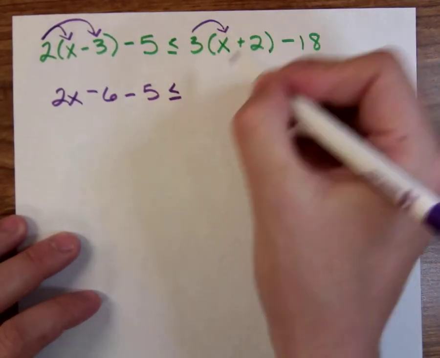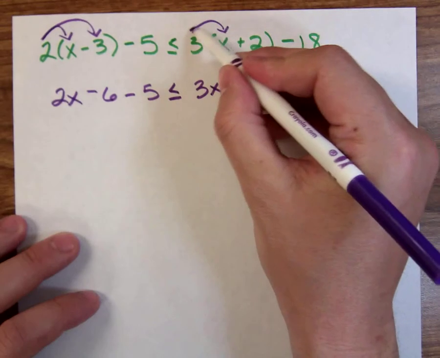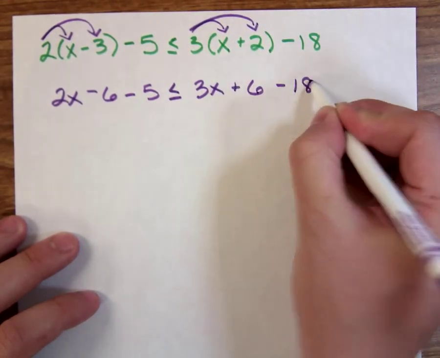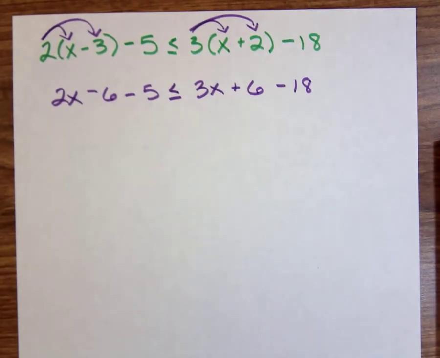3 times x and 3 times 2 minus 18. Remember, we do not distribute the minus 5 on the left side. We don't distribute the minus 18 on the right side because those are not being multiplied by the parentheses. Okay, cool. So we got rid of our parentheses. Now what? I could collect the x's on one side, but first I'm going to combine the other numbers. Exactly right. So let's do that.